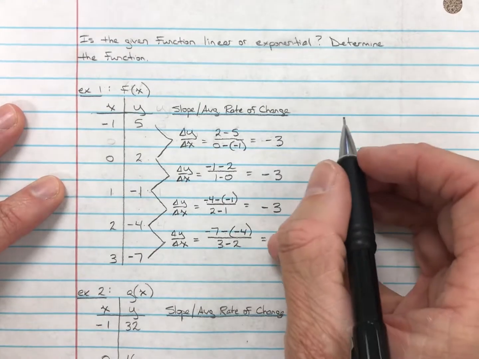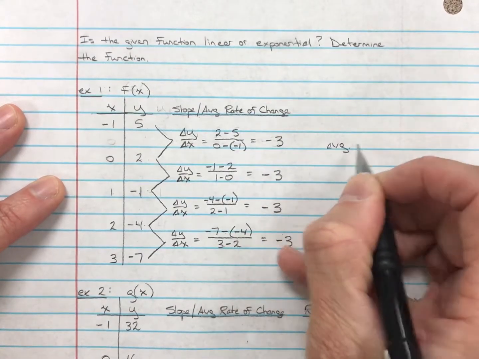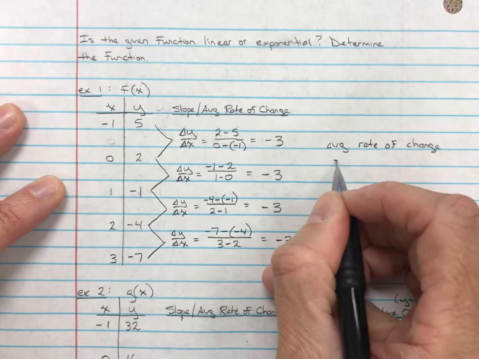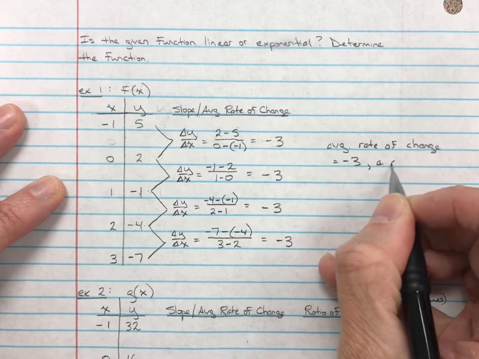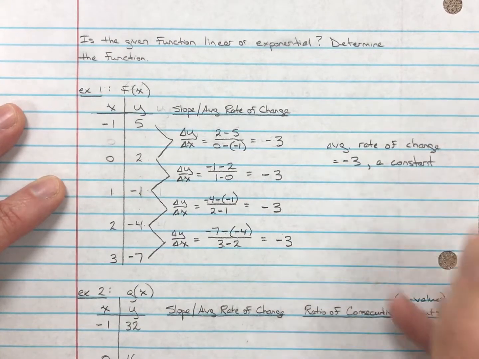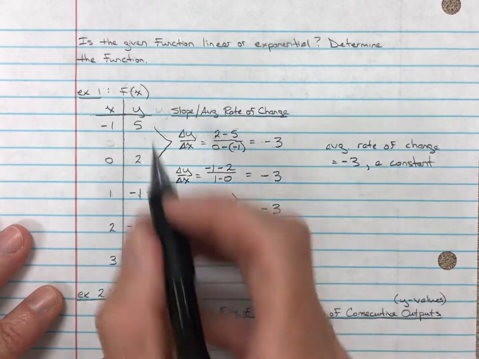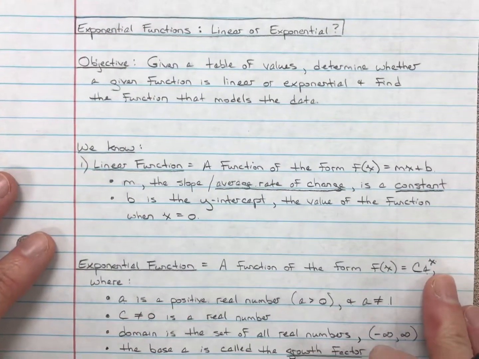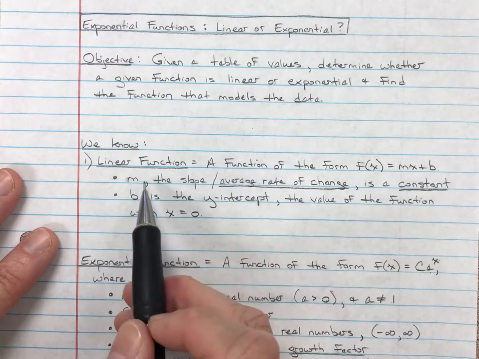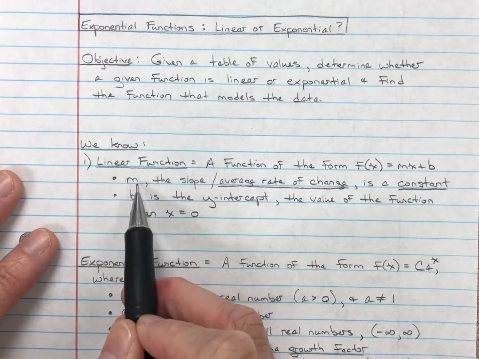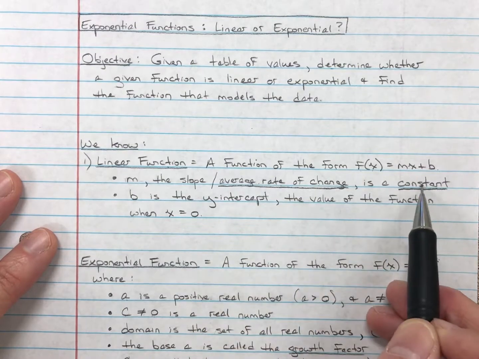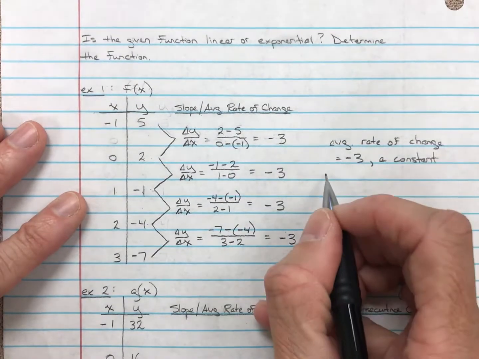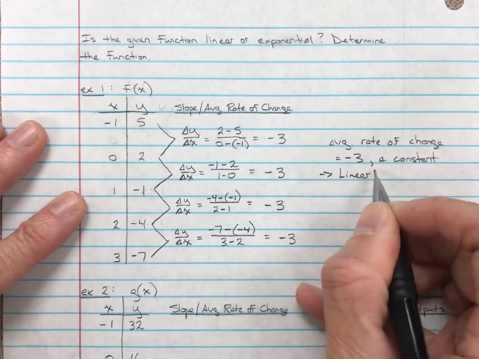So, what do we know? Our average rate of change equals negative 3, and it's a constant. Our average rate of change between any 2 points is a constant. It's always negative 3. If we go back to here and we look at our notes from our linear functions, it's a linear function when the average rate of change is a constant. So this tells me right here that I have a linear function.